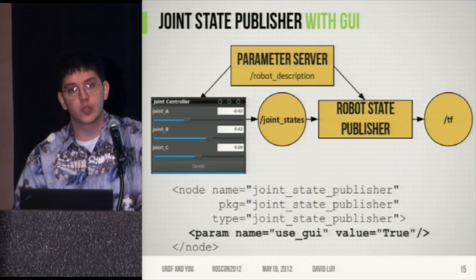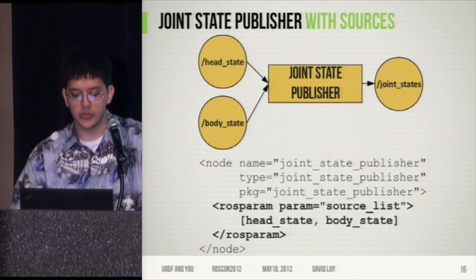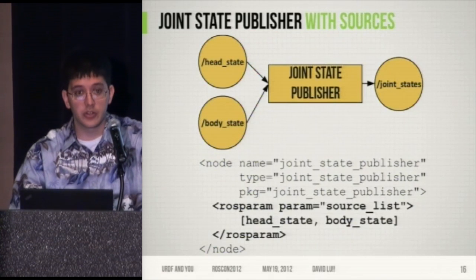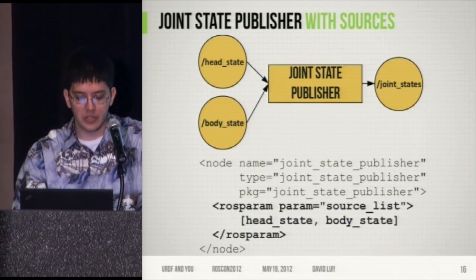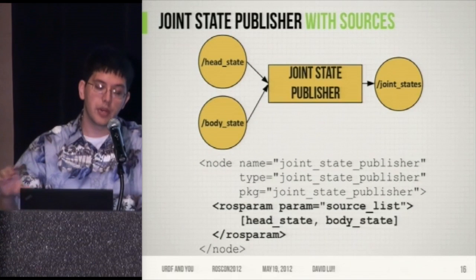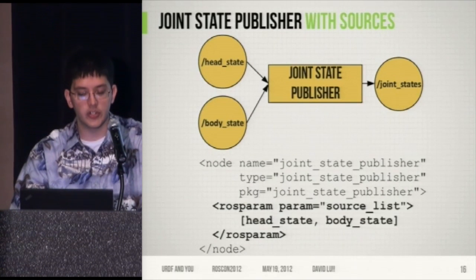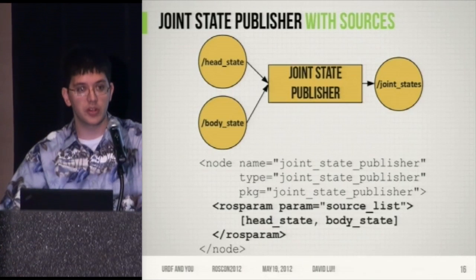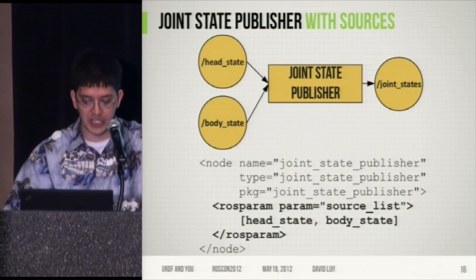Just another functionality of joint state publisher, you can also use it to combine joint state messages using the source list parameter. So on our robot, the pan tilt unit is controlled by a separate node than the base, and so we publish those two joint states separately, and then they're combined in the joint state publisher to publish one joint state message, which is how the robot state publisher actually wants that information.